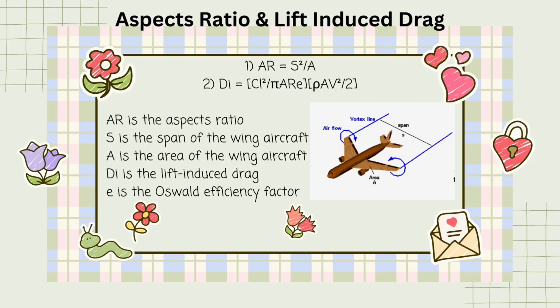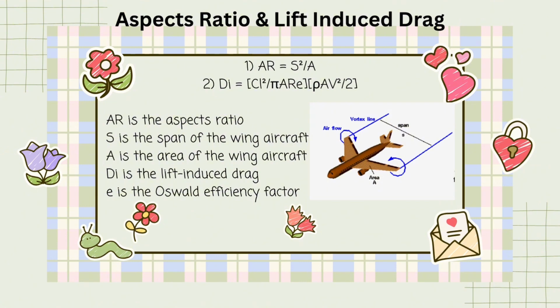This section has 2 equations. Aspect ratio, AR, is the ratio of the wingspan to the mean chord, the average width. High aspect ratio wings tend to reduce induced drag and improve lift-to-drag ratio. The lift-induced drag, DI, can be approximated using the equation: DI equals CL squared over pi AR e, multiplied by rho A V squared over 2.